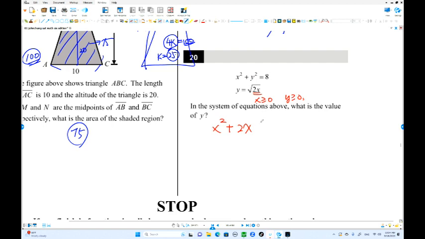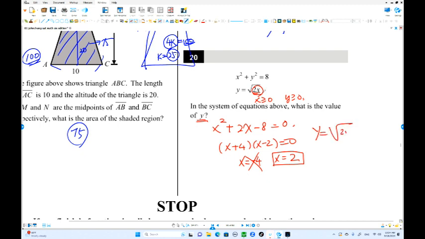So x squared minus 2x minus 8 equals 0. From here, we can find the value of x. X plus 2, x minus 4 equals 0. So x equals what? Negative 2, x equals 4. But negative is undefined, not working. X is 4. But we need to find the value of y over here, okay? So y equals what? Square root of 2 times x. That is square root of 8.